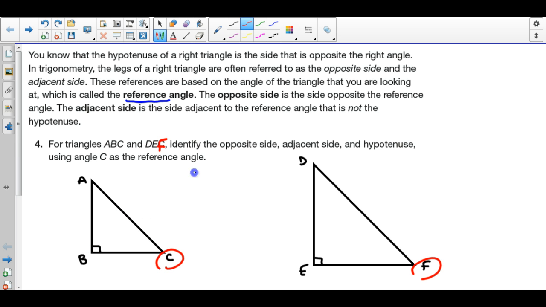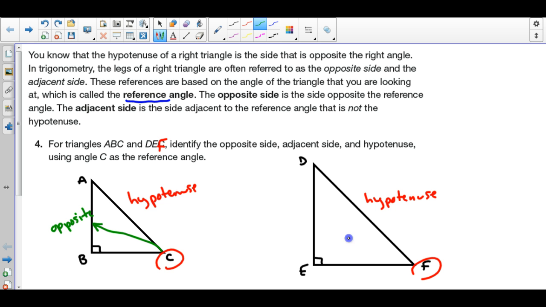So first of all, the one that would be the hypotenuse is always the easiest to label. Hypotenuse is across from the 90. So I'm going to do that in both of these. So your hypotenuse is AC, and over here your hypotenuse would be DF. And again, the side that is across from it is what we just call the opposite side.